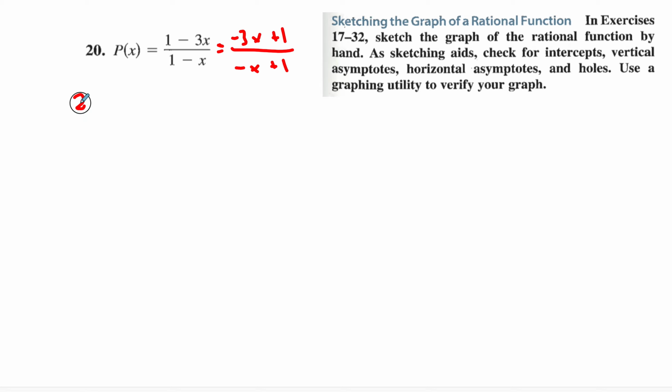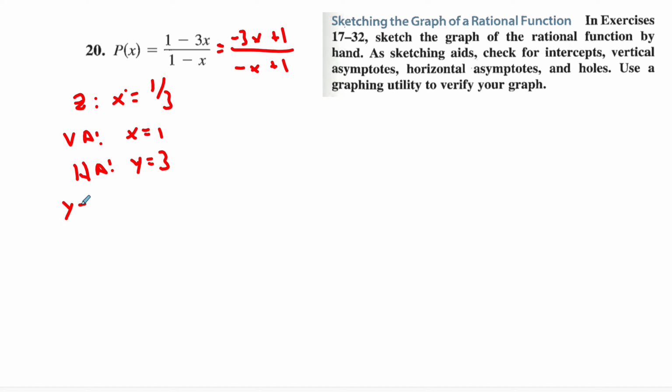So when I'm looking for the zeros, I know that's going to be when the numerator is equal to 0, or x equals 1/3. I also know that the vertical asymptote is going to be when x equals 1. And I'm also going to look at this and go, oh, hey, look, these are both the same degree. Negative 3 over negative 1 is a positive 3, so the horizontal asymptote is at y equals 3.